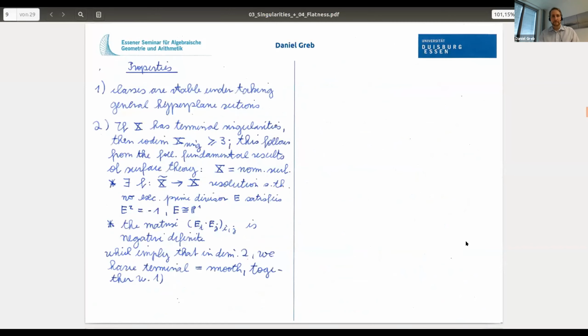Okay. So what are the general properties of this definition? All these classes, so log canonical, KLT, canonical, terminal, are stable under taking general hyperplane sections. So if you take a projective variety that has this sort of singularities, you cut it with a general hyperplane, the hyperplane will have the same sort of singularities.